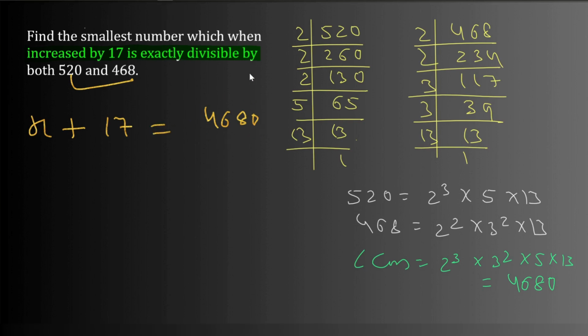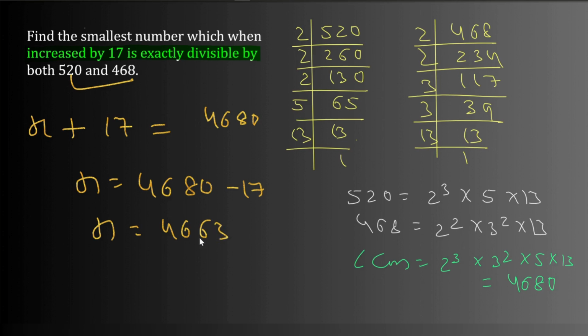So can we write this equation as this? Now for getting x, what we are going to do is subtract 17 from this. So if I subtract 17 from this, the x comes out to be 4663. So this is going to be our required number, which when increased by 17 is exactly divisible.